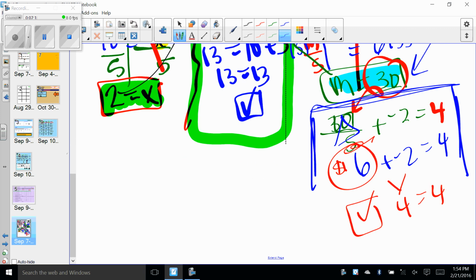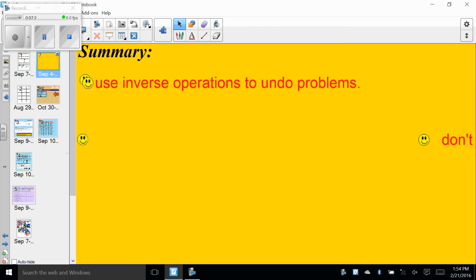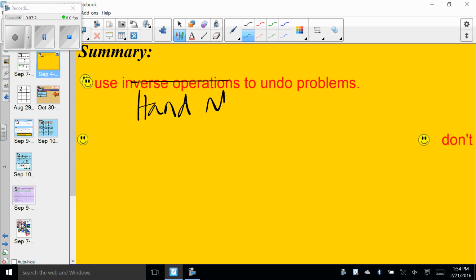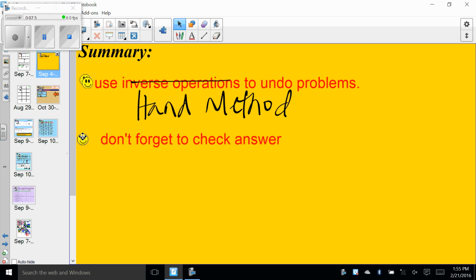Okay, great job today, guys. Everything we did today is the hand method. So for your summaries, remember you're going to use inverse operations to undo problems. In my class, that's just called hand method. Mathematically speaking, though, it's called inverse operations. And then please remember, don't forget to check the answer and make sure it's correct.